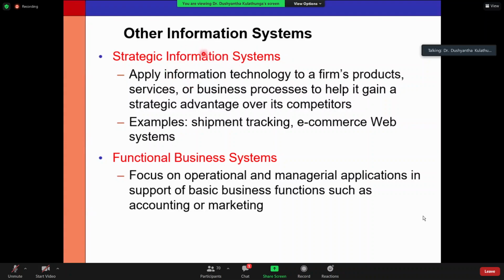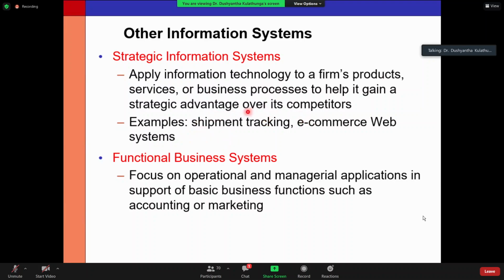So this is the third specialized category. Applying information technology to a firm's products, services, or processes to help it gain a strategic advantage over its competitors. Now we can utilize strategic information systems to help the organization achieve a strategic advantage or competitive advantage over its competitors. How? By applying information technology into the products it produces, the services it produces, or the business processes it performs. Now, these are somewhat older examples, shipment tracking or e-commerce web systems.